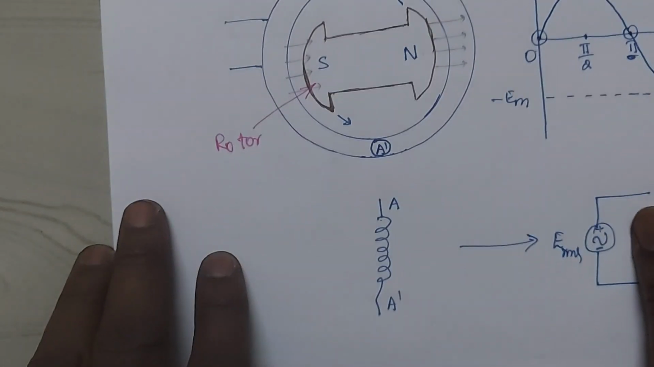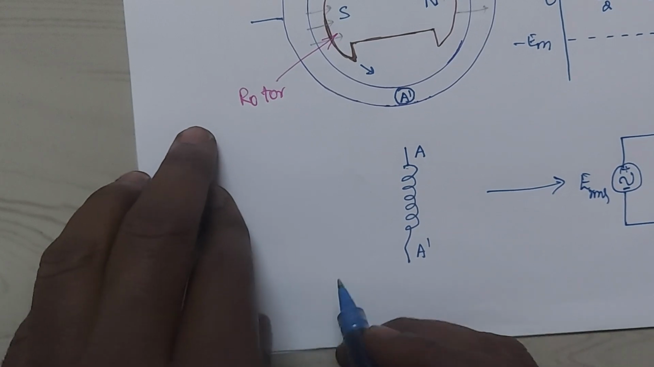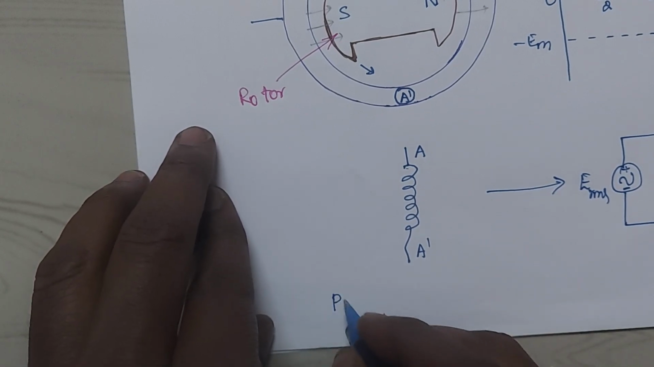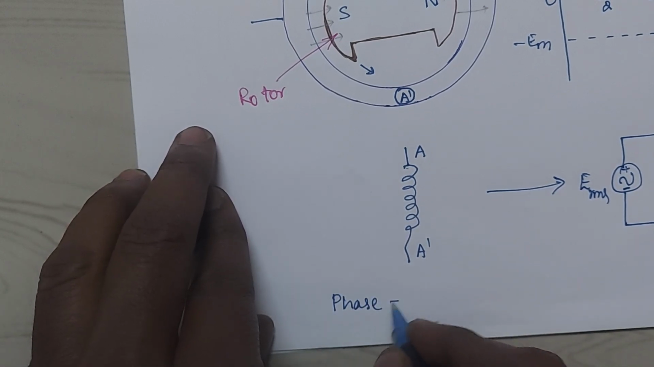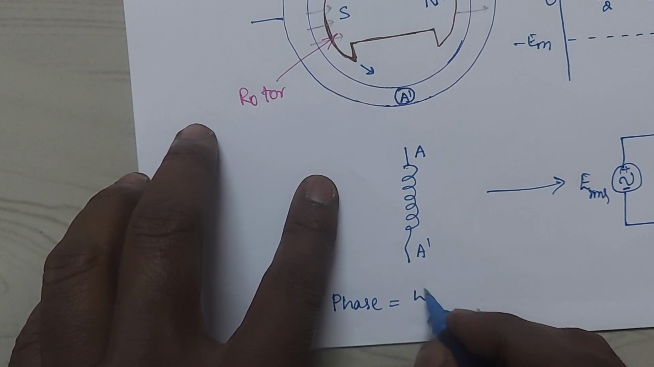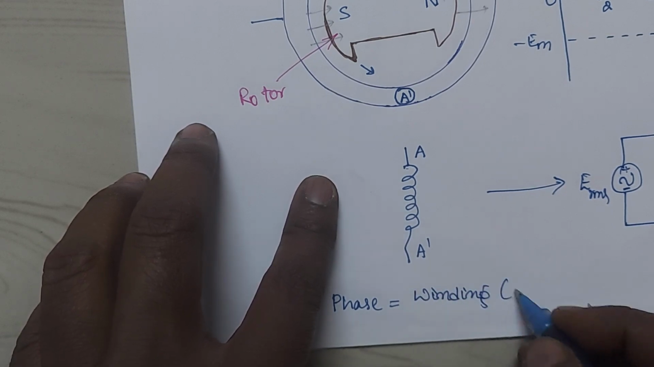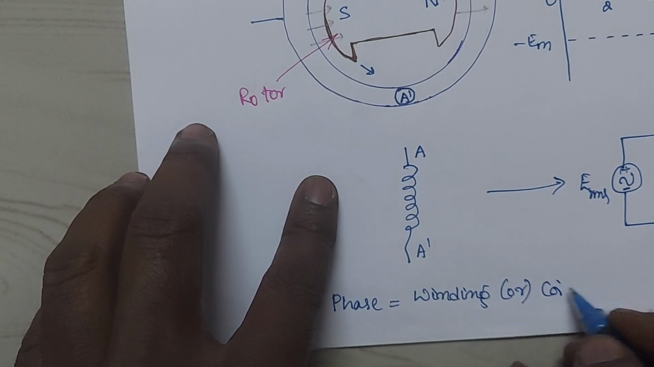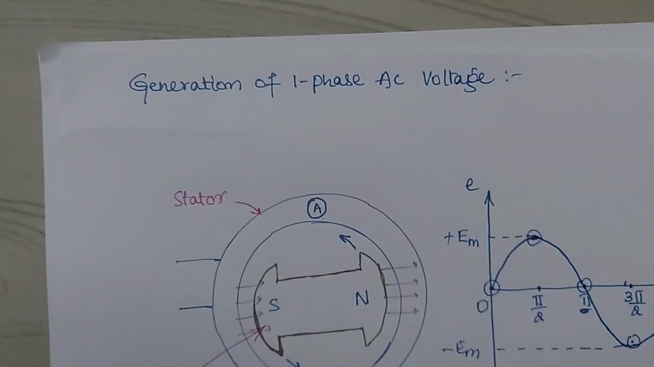So all of you understood single phase. What is the meaning of phase? A winding or coil. This is about the single phase.